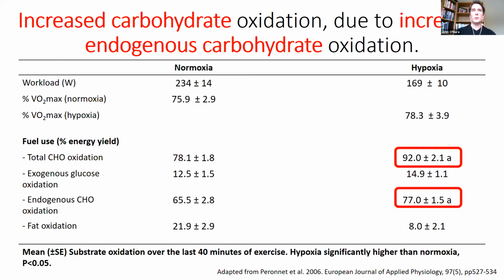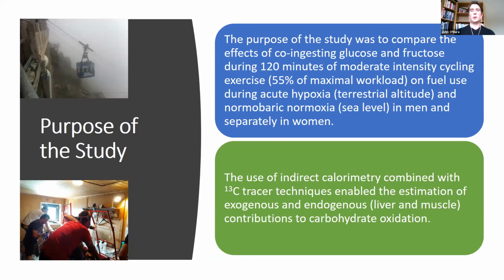But this started our intrigue off in terms of how we can move this literature forward and look at alternative carbohydrates. So Perrine used glucose. The sea level literature clearly shows that glucose and fructose, which use separate intestinal transporter systems, mean that we can get more carbohydrate into the system, and this has been shown to be more optimal in terms of fuel selection and performance at sea level. So we looked at designing a study where we could specifically look at glucose and fructose ingestion during exercise at terrestrial altitude.